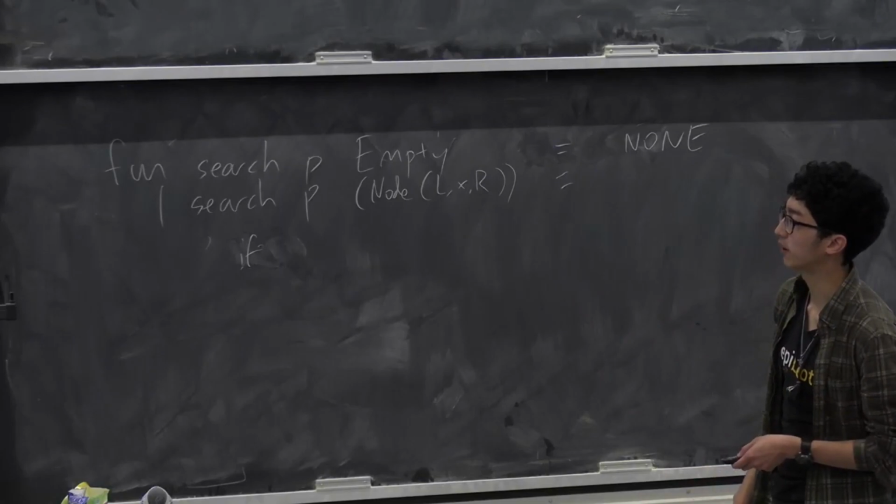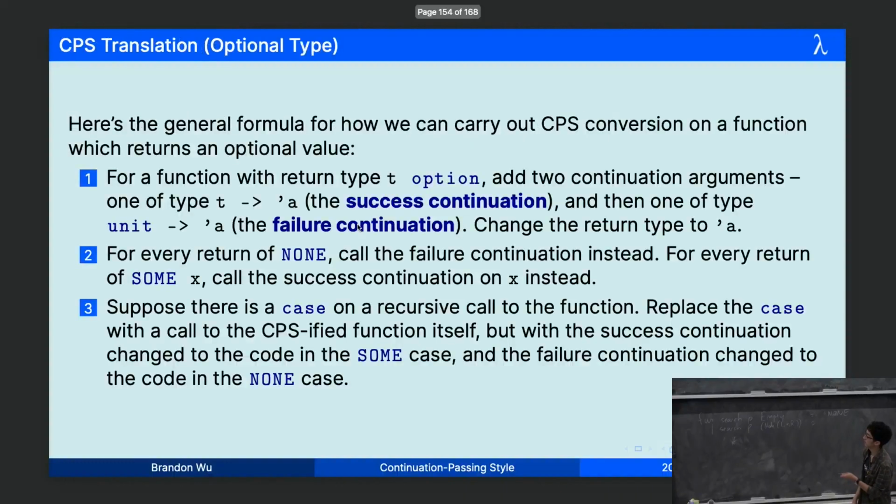Maybe I will just write this. Let me tell you the algorithm first, okay? If I have a function of return type T option, I get two arguments, the success and the failure continuation. If I return none, instead call the failure continuation. That's just my pact. And for every time I return some X, call the success continuation on X. Again, this is the pact.